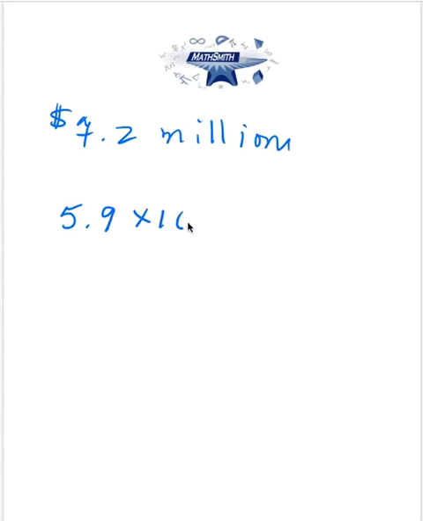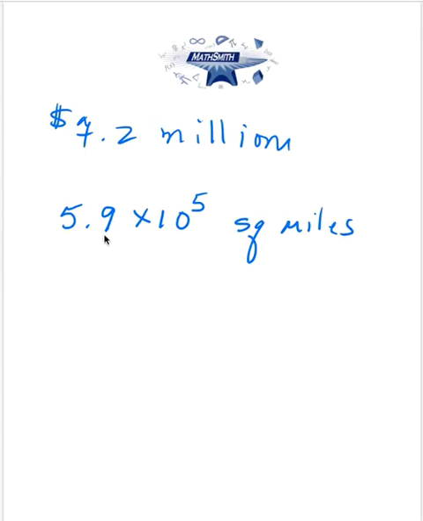Alaska purchase. In 1867, the United States purchased Alaska from Russia for $7.2 million. Oh, the good old days when money went a lot further. They were able to buy the whole state of Alaska from Russia. The total area of Alaska is 5.9 times 10 to the 5th square miles.